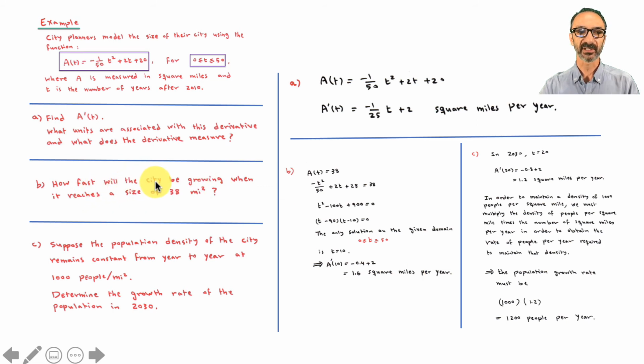How fast will the city be growing? It's growing at that time, after 10 years, with this rate, 1.6 square miles per year.